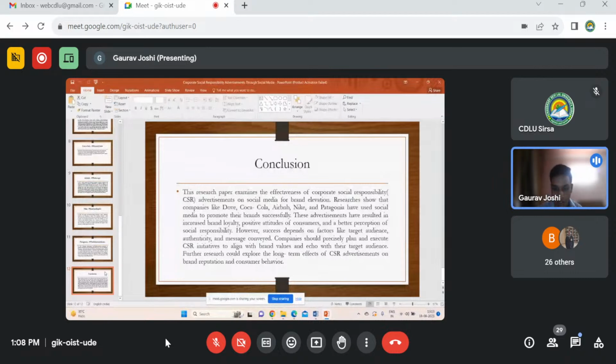There is also the finding that the success of these campaigns depends on factors like target audience, authenticity, and message conveyed. So the company should plan precise campaigns and execute CSR initiatives with brand value, which will echo with the target audience. So I think that there can be further research on brand reputation and consumer behavior.